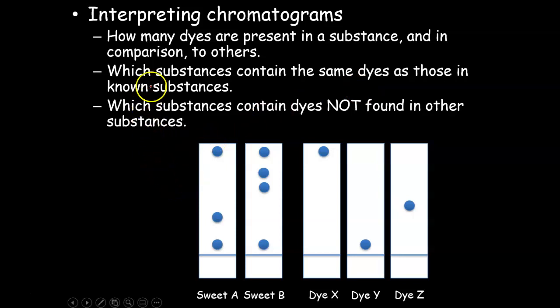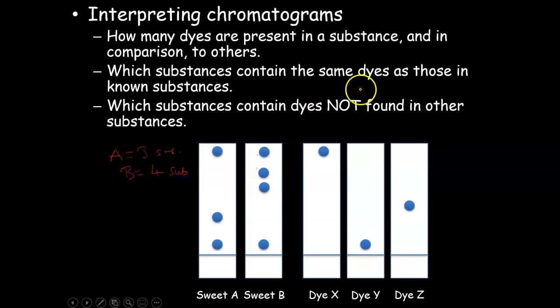Now the first thing we have to do is say how many dyes are present in a substance and in comparison to others. If we look at suite A, it has 1, 2, 3 different substances. So the first thing we have to say is that it's got 3 substances. I'm just going to write 3 sub, just because I'm being a bit lazy. And then suite B has got 1, 2, 3, and 4. So here I'm just going to write B, and this has got 4 substances. Okay, that's the first thing we do.